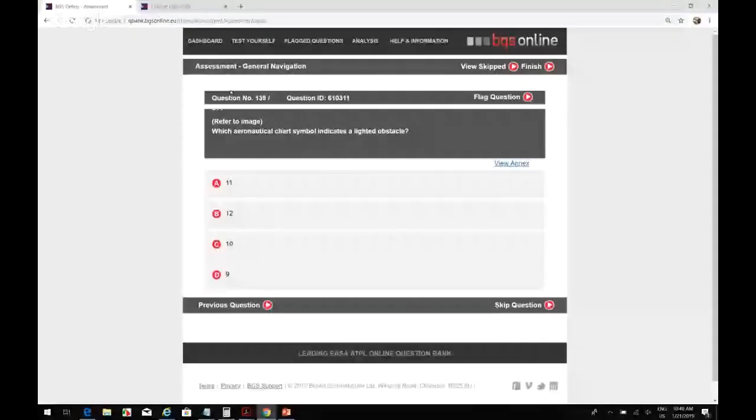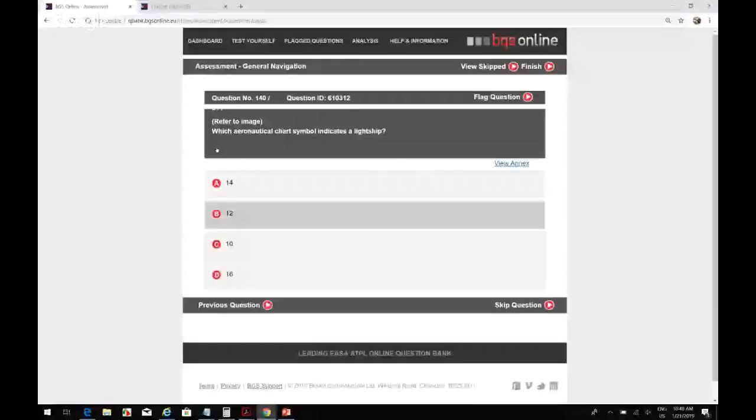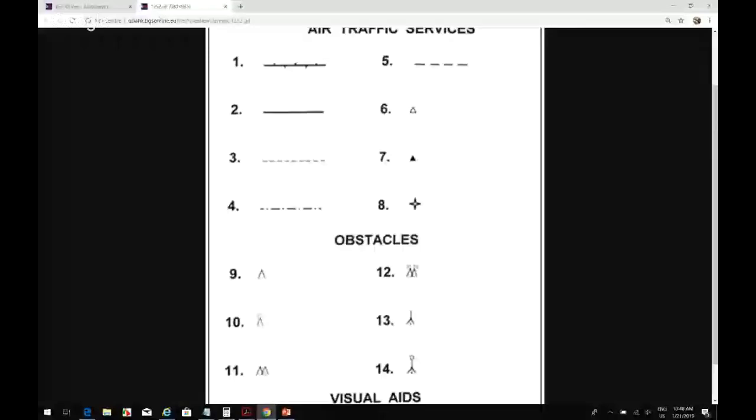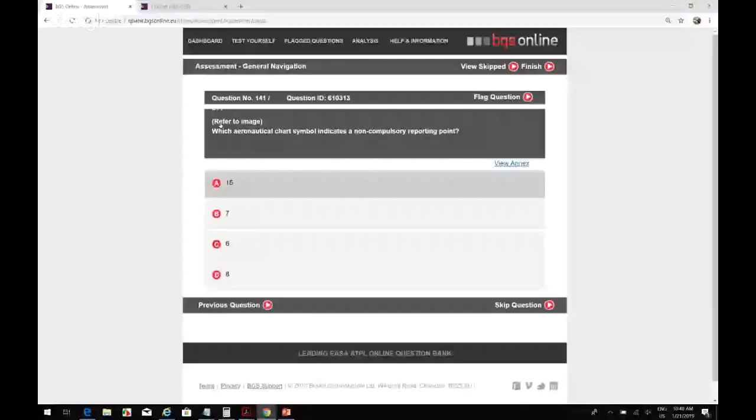Which chart symbol indicates a lighted obstacle? Number 10. A light ship, 16, down here. A non-compulsory reporting point. Isn't that number 8? No, that's waypoint. So 6. 7 is compulsory, 6 is non-compulsory. Which chart indicates a waypoint? It's 8.